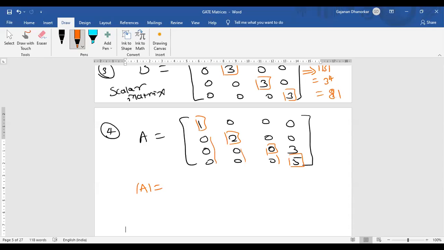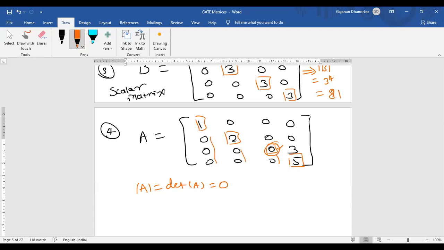Audible to everyone? What is the determinant of this matrix? Here, at least one diagonal element is 0, and the matrix is triangular, diagonal, or scalar. So what is the determinant of this matrix?